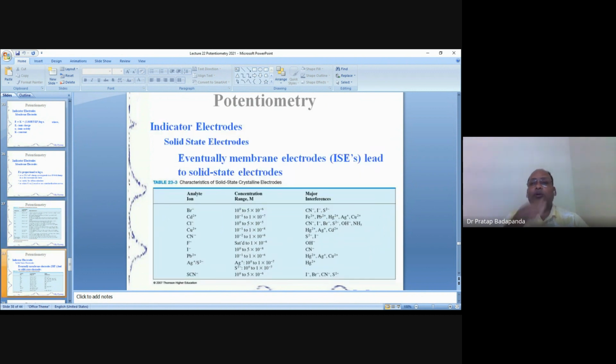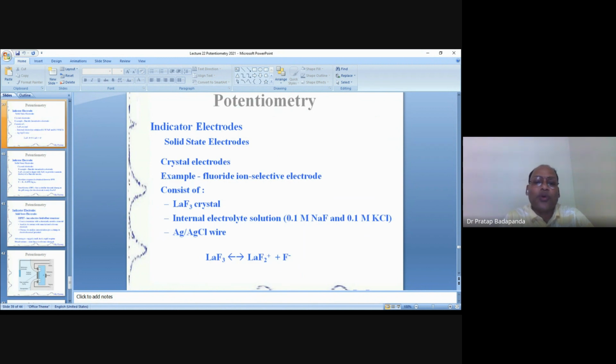So the third type of electrode is the solid state electrode. Eventually the membrane electrode leads to the solid state electrode, and you are using the reference electrode. Okay, crystal electrode examples: fluoride ion selective electrodes consist of lanthanum fluoride crystals. The internal electrolyte solution concentration will be 0.1 molar NaF and 0.1 molar KCl. You have to use this one, then this will happen.